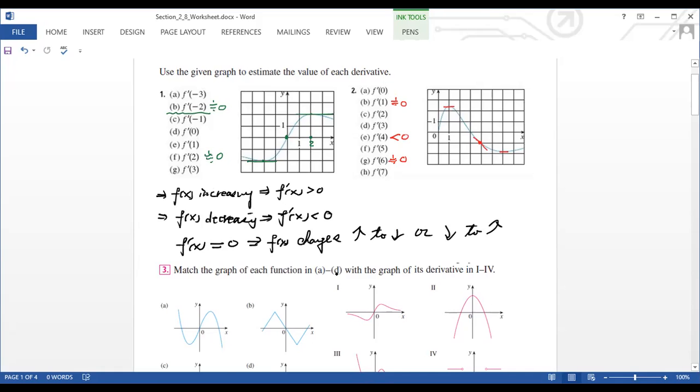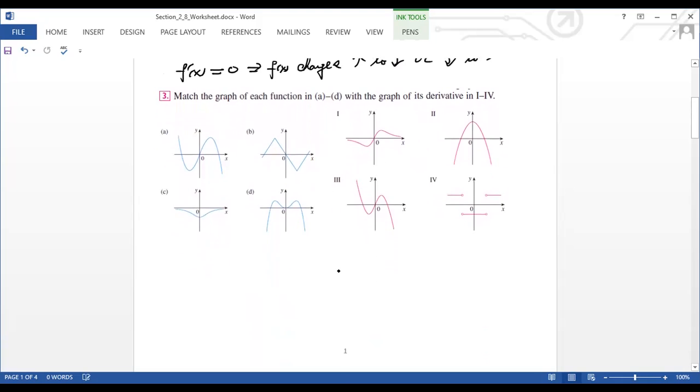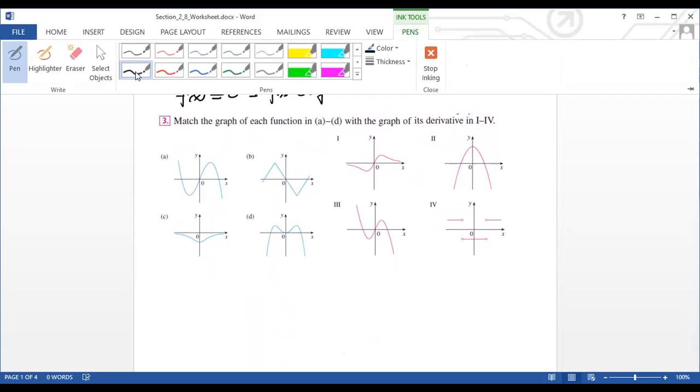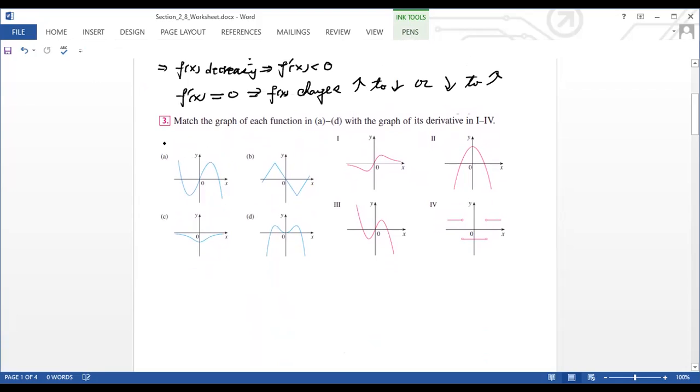Now let's take a look at number 3. I think this type of problem is really pretty good, and you will have a pretty good idea of the relation between these two functions, f of x and f prime of x. The blue line here is my f of x, and the pink one is my f prime of x. I want to do a match.